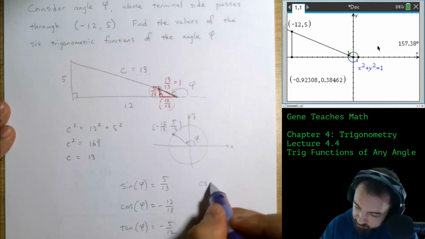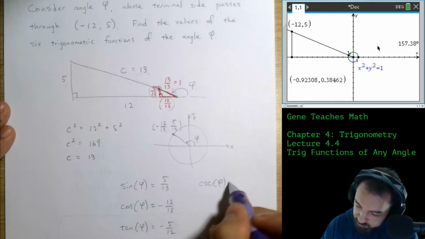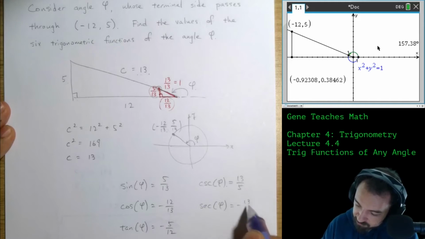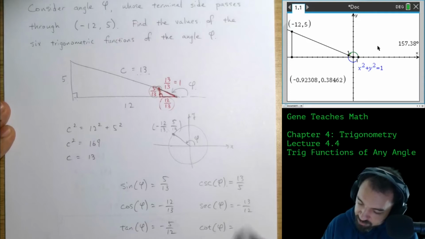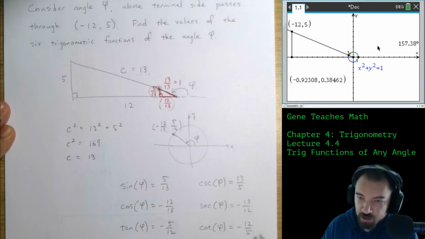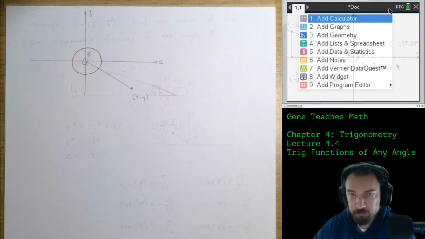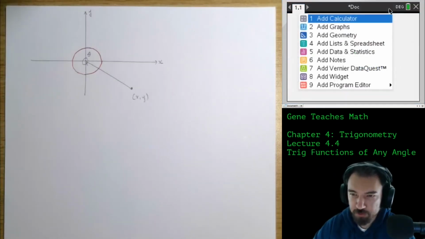Then the reciprocals: cosecant of phi, the reciprocal of sine, is 13/5. Secant of phi, the reciprocal of cosine of phi, is negative 13/12. And finally, cotangent of phi, the reciprocal of tangent of phi, is negative 12/5. And there we have all six. All right, now let's fully generalize this.